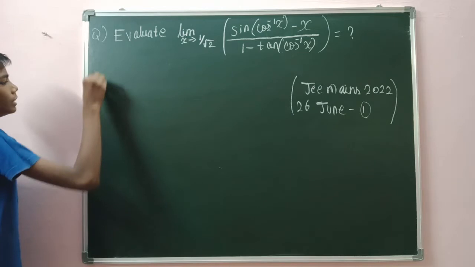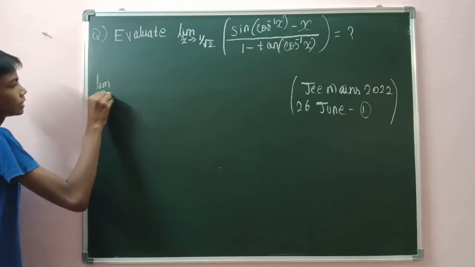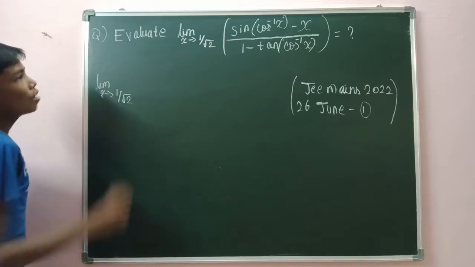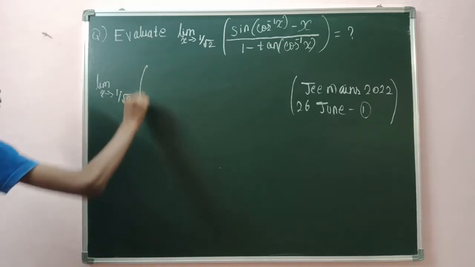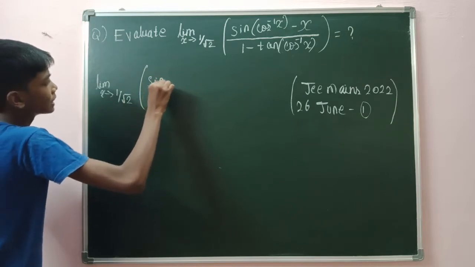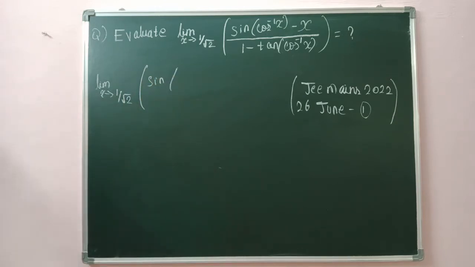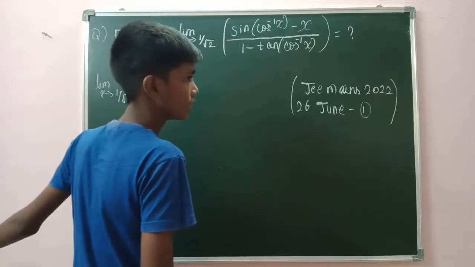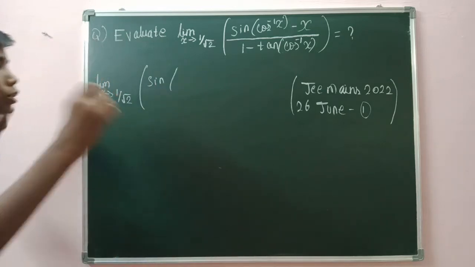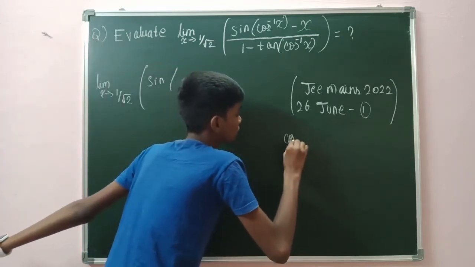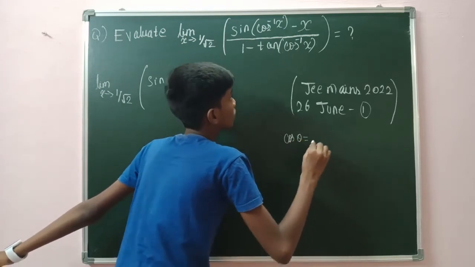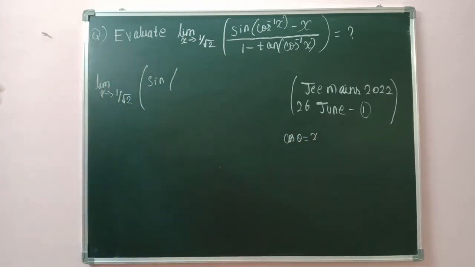So the limit is nothing but the limit as x tends to 1 by root 2 of sine of cosine inverse of x. I'm going to convert this cosine inverse of x in terms of sine inverse, so that sine and sine inverse get cancelled. How will I convert it? Very simple, use your triangle method. If cosine inverse of x is equal to theta, then cos theta is equal to x. If I take cosine inverse of x as some theta, then cos theta will be equal to x.